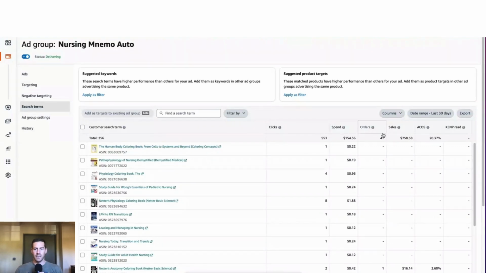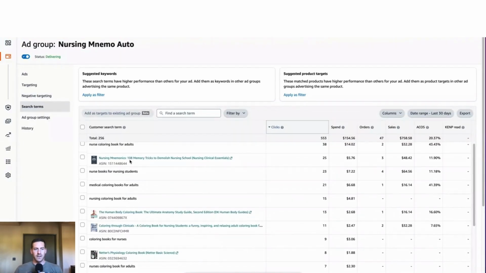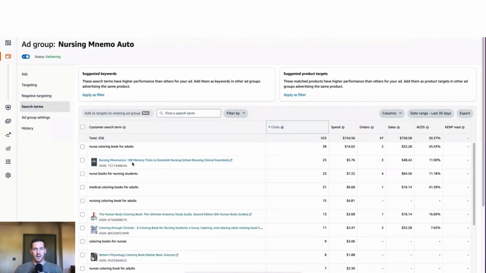I'm going to resort this so that we can see some actual sales here so I can show you more about what I mean. So here's a book, Nursing Mnemonics, 108 Memory Tricks. So people have clicked on my ad, which is showing underneath this book 25 times, which cost me $5.76. It generated 3 orders, or in other words, $48.42 in sales for an ACoS of almost 12%. So that is an instance of a profitable target, okay?